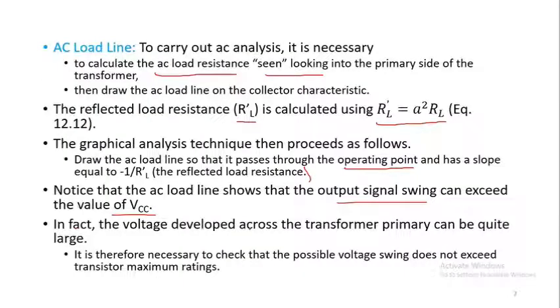In fact, the voltage developed across the transformer primary can be quite large. It is therefore necessary to check the possible voltage swing that does not exceed the transformer maximum rating. So we need to have a check on the voltage appearing on primary side of the transformer so that it doesn't exceed the transformer maximum ratings.